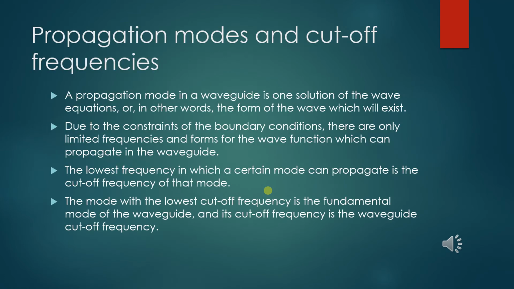A propagation mode in a waveguide is one solution of the wave equations, or in other words, the form of the wave which will exist. Due to the constraints of the boundary conditions, there are only limited frequencies and forms for the wave function which can propagate in the waveguide. The lowest frequency in which a certain mode can propagate is the cutoff frequency of that mode. The mode with the lowest cutoff frequency is the fundamental mode of the waveguide, and its cutoff frequency is the waveguide cutoff frequency.